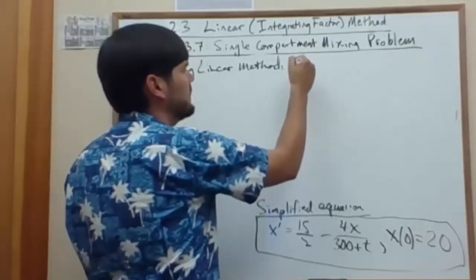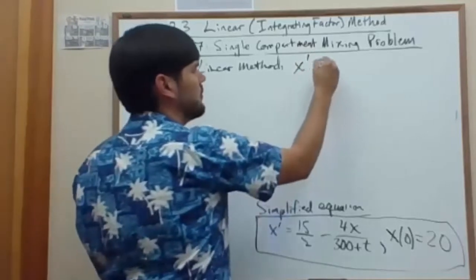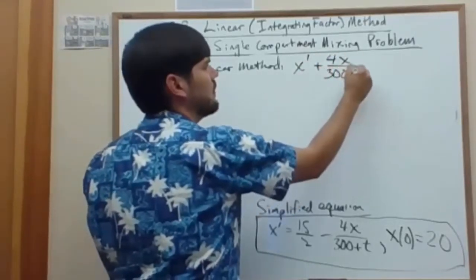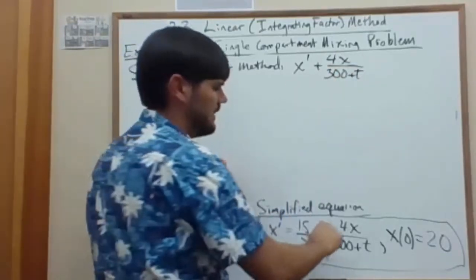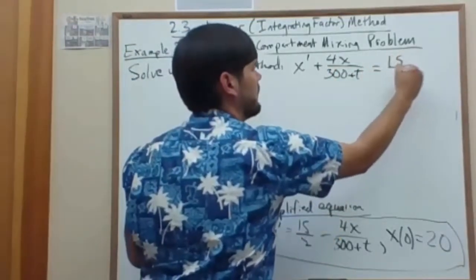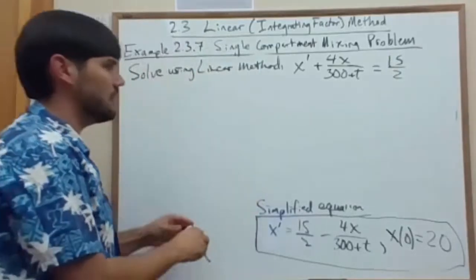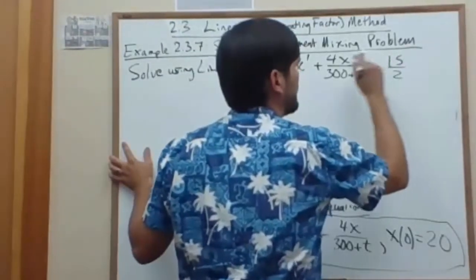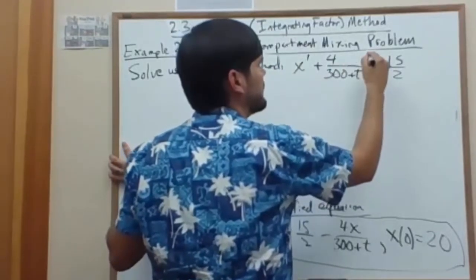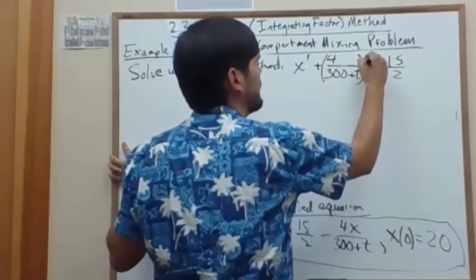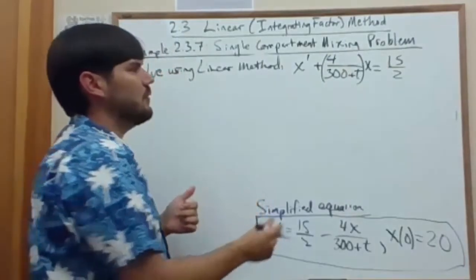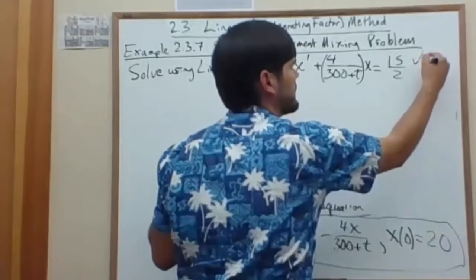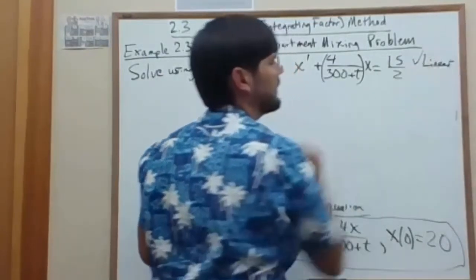Let's verify it here. X prime plus 4x over 300 plus t equal to 15 over 2. Okay. If we factor that x out, there we have the form with p of t being 4 over 300 plus t. So that is linear. Check.